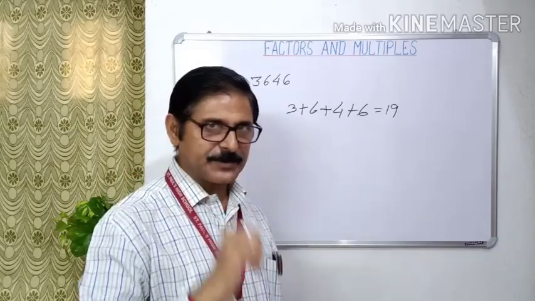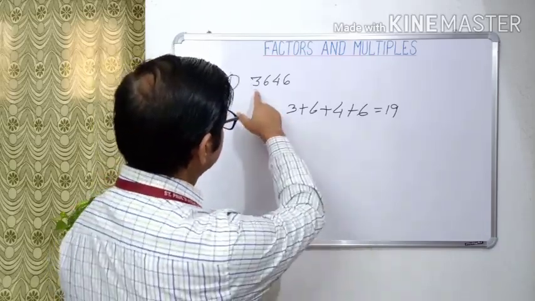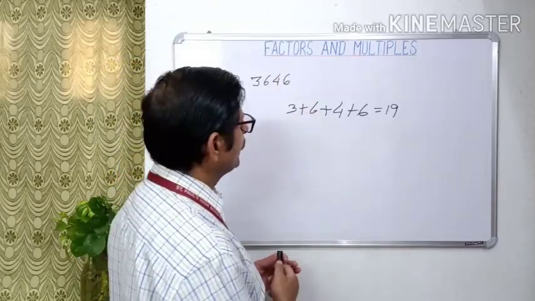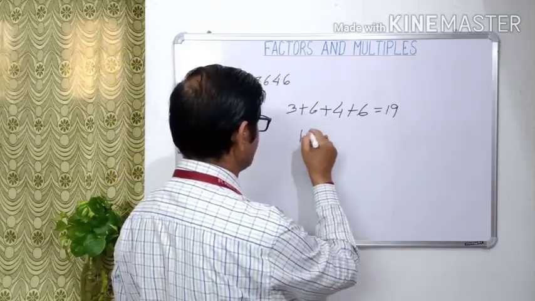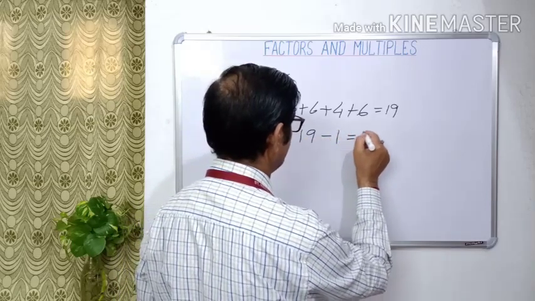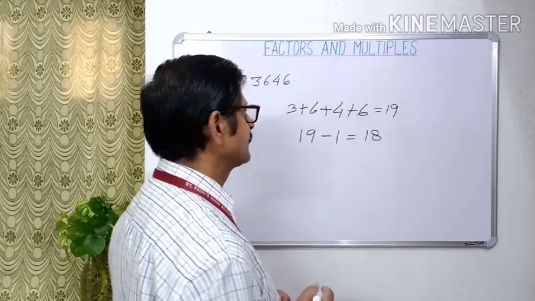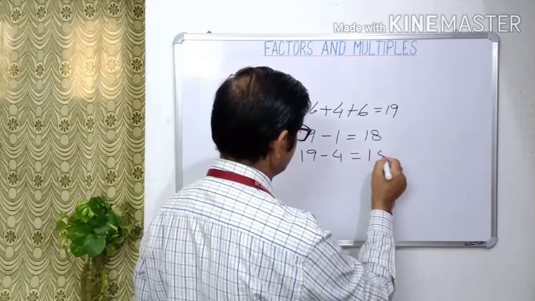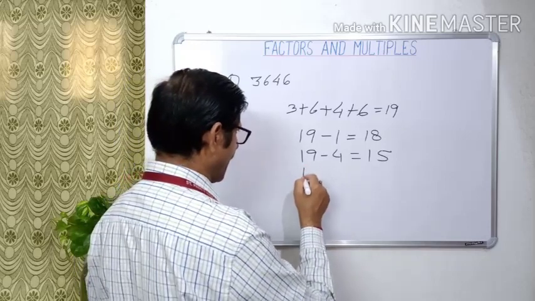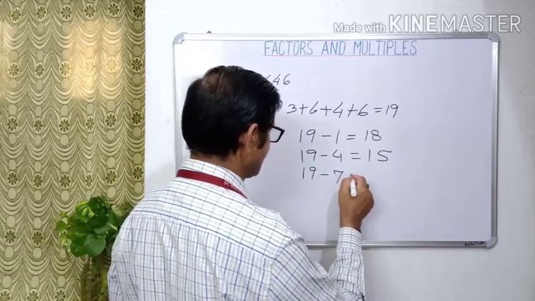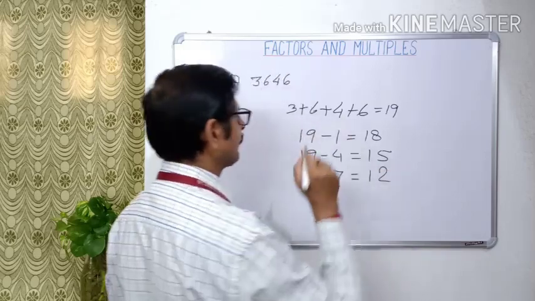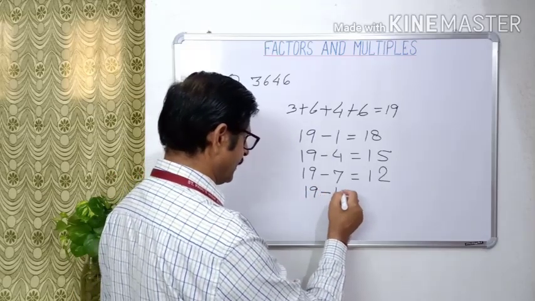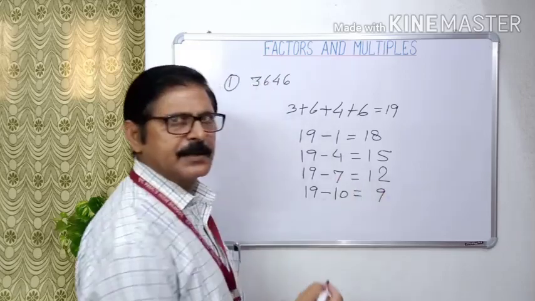Yes. Now my second question is, what can be subtracted from this number to make it divisible by 3? If we subtract 1 from 19, it is 18. If we subtract 4 from 19, it is 15. If we subtract 7 from 19, it is 12. If we subtract 10, it is 9. Different answers we have.